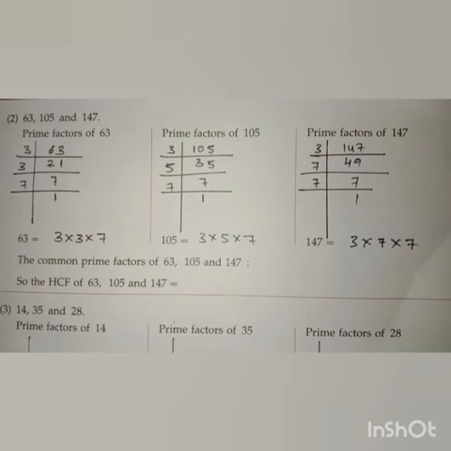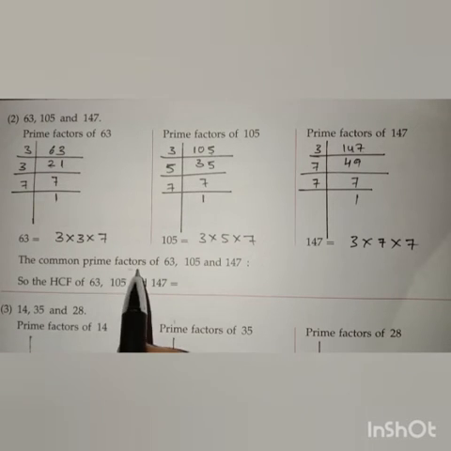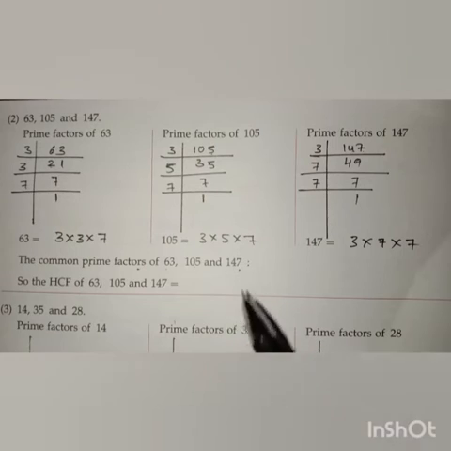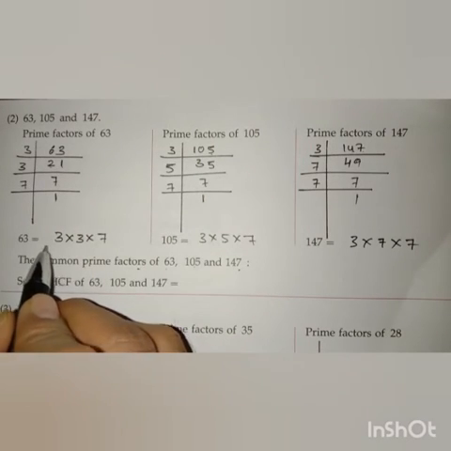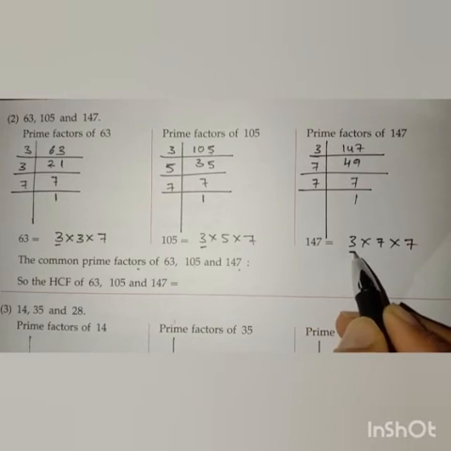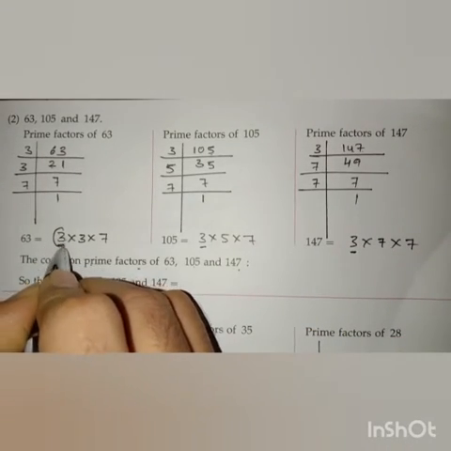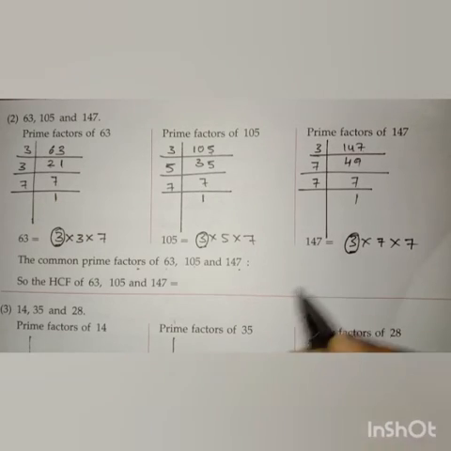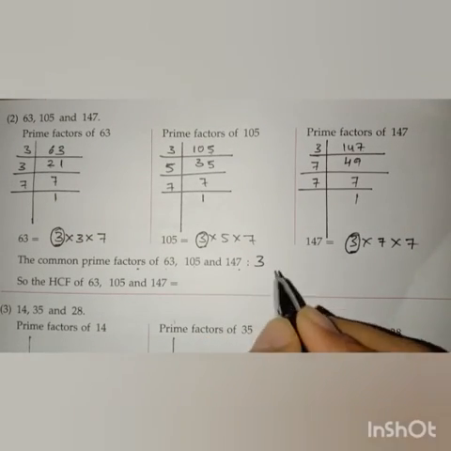Yes. Now, let us find out the common prime factors of 63, 105, and 147. So which is common here? In this factor we have 3. Here also we have 3. And in this factor also we have 3. So let us circle the common factor. So in 3 factors we have 3. So let us write 3.